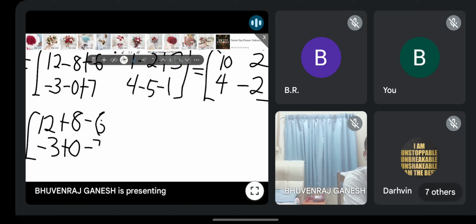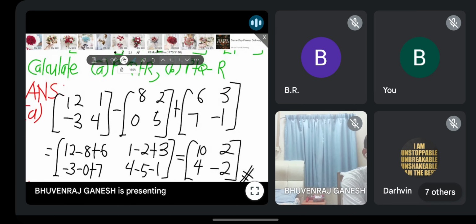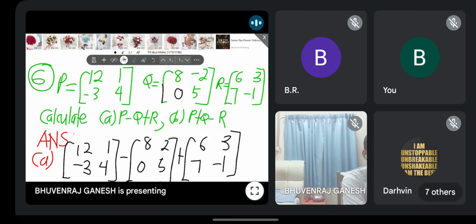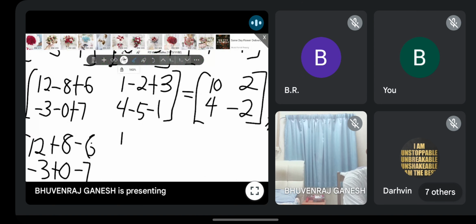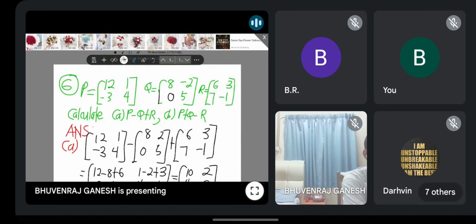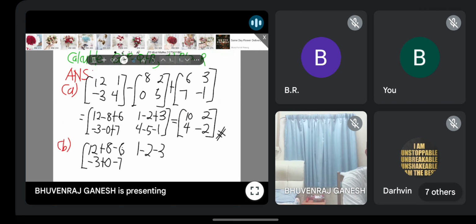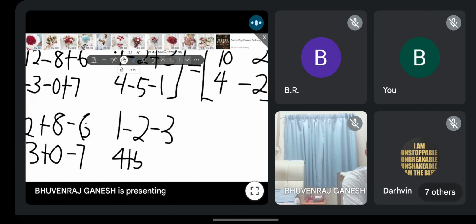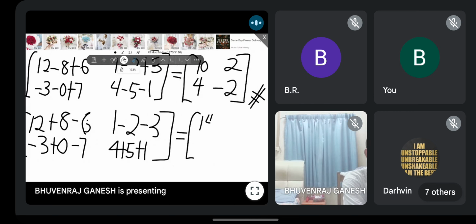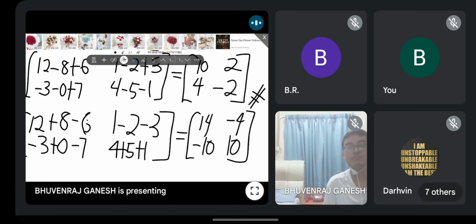This one is optional, guys. If it's Paper 1, you don't need to show it like this, but I'm just explaining to you in more detail. 1 minus 2 minus 3, and then you will have 4 plus 5 plus 1. So you can count out and see the final answer you should get is 14, -10, and then -4 and 10. Okay, guys, are you all clear?